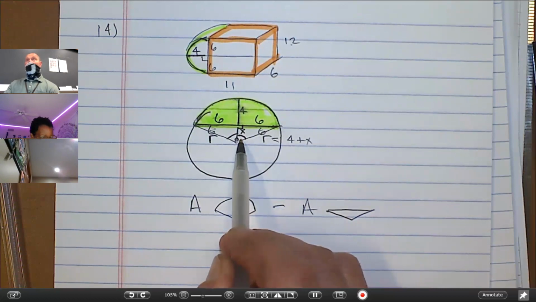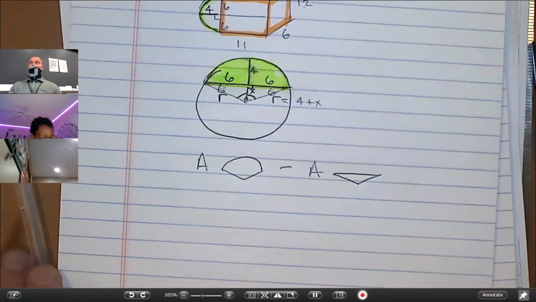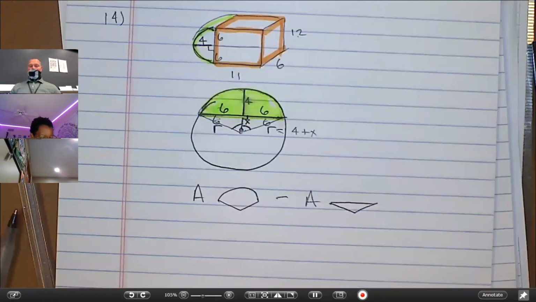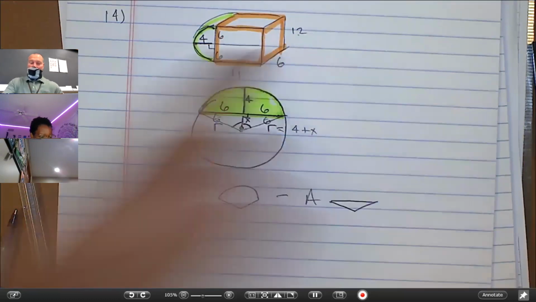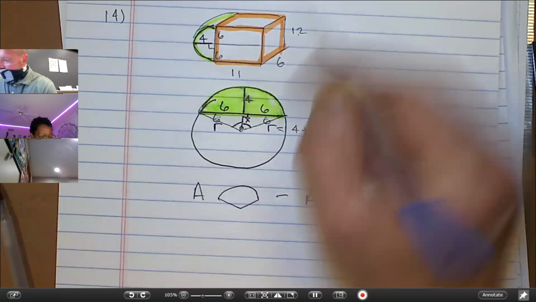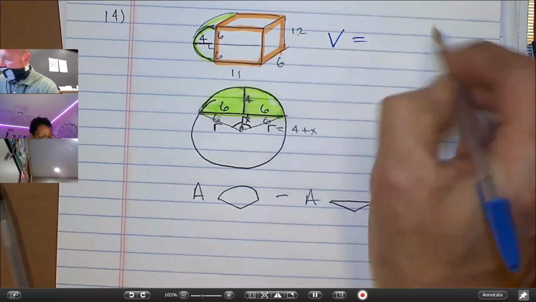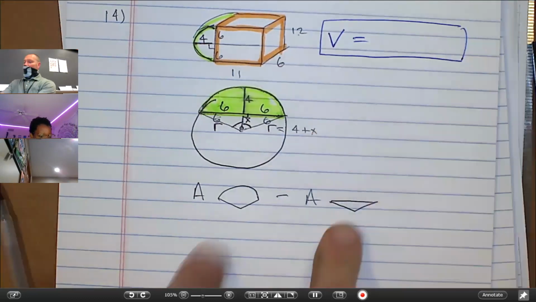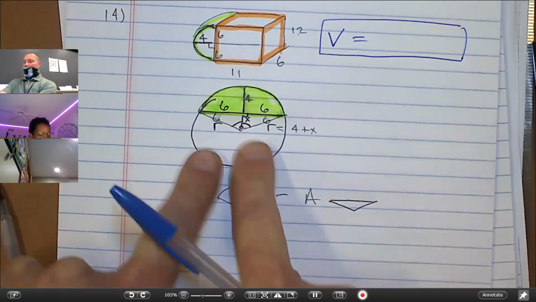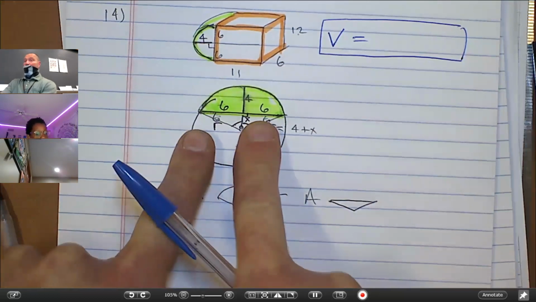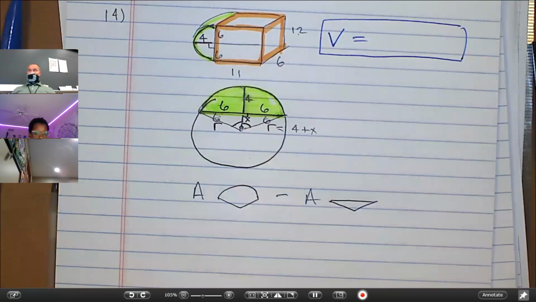I'm going to stop at that point in time because it's bonus, but that's how you can go about figuring out the actual volume of the entire thing. Don't forget you're finding the volume of this. So the actual question is find the volume of the entire composite figure. But this is going to be the hard part of it, finding the area of that green piece that I've got there in the picture. Any questions?